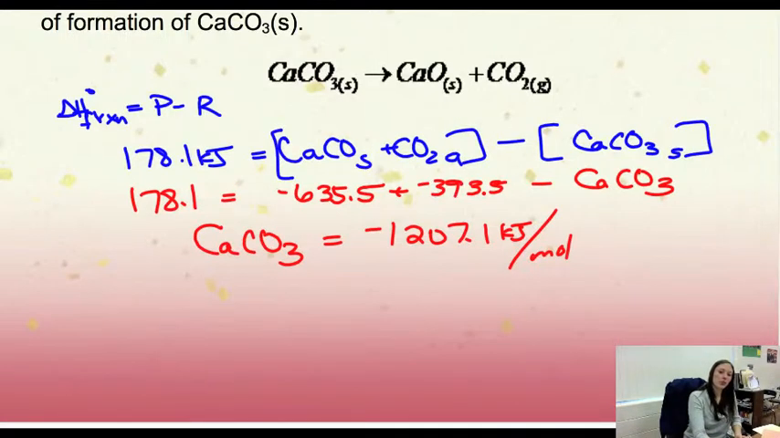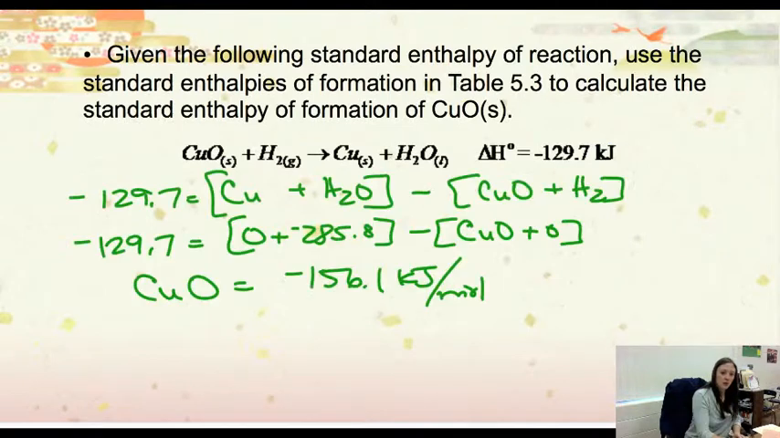You should get negative 1,207.1 kilojoules per mole. This one was a little bit backwards in the sense that you were solving for one of the things in the equation and you knew what the reaction was. Go ahead and try the last one. For the last one, you should get CuO's formation to be negative 156.1 kilojoules per mole. Again, you're solving for one of the parts in this one, and it should then match whatever you see in the table. Notice how Cu and H2 are both 0 because that is their standard state at room temperature, a solid and a gas.